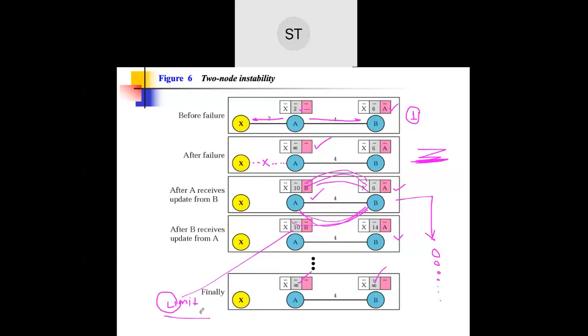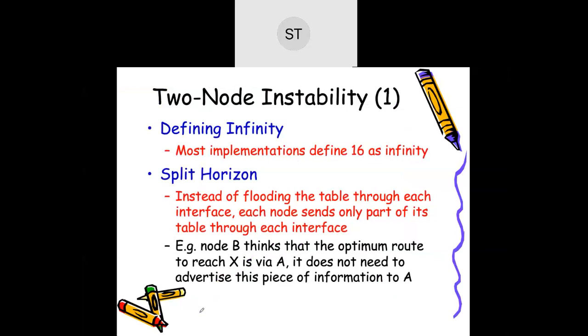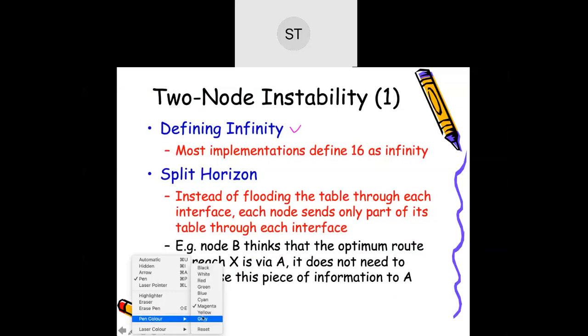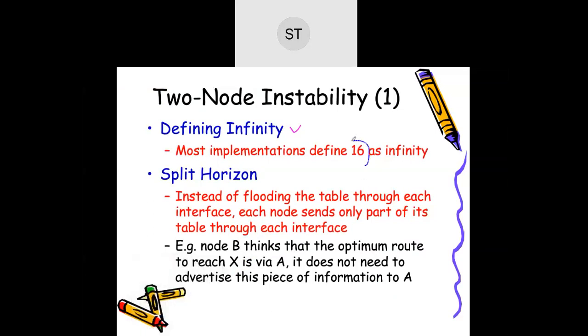Now we'll see the solution for this. First is to define the infinity count. When the count in the routing table becomes 16, it will say that it is infinite. So it will not allow a count of more than 16. So the looping problem at least gets resolved up to a certain point, so they will not update the entry in the table. Once it becomes 16, they understand there is no connection.